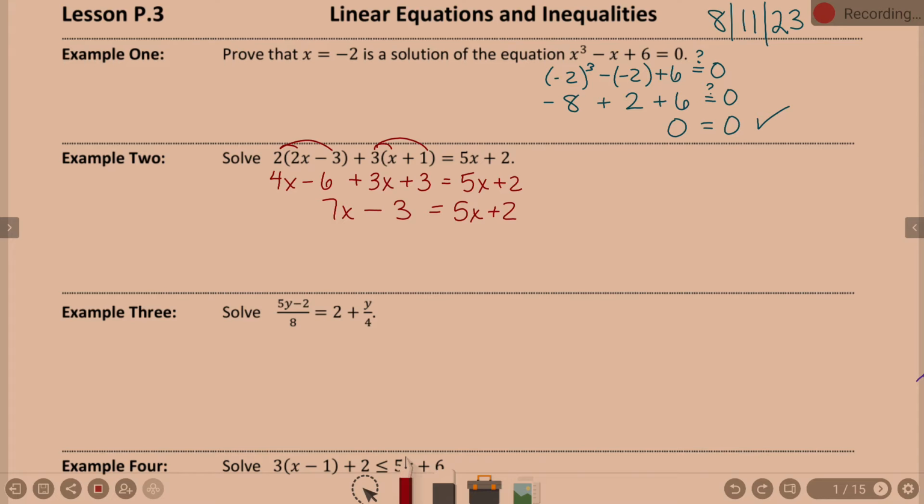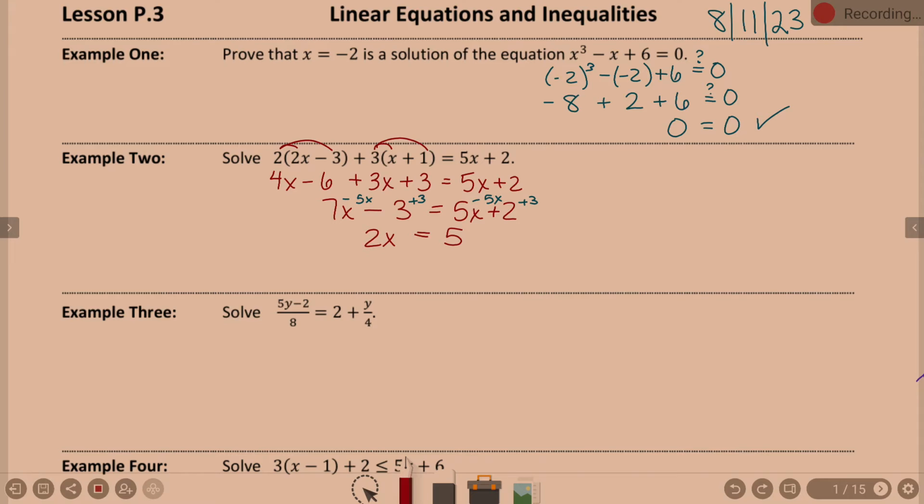Your goal is to separate your variables and your non-variables. Move the x's to one side, the plain numbers to the other side. You can technically do this either way, but it would make sense to subtract 5x from both sides, and then that puts our x's on the left, so then I'm going to add 3 to both sides to move it to the right. So then I have 7x minus 5x is 2x, the 3's cancel, the 5x's cancel, 2 plus 3 is 5.